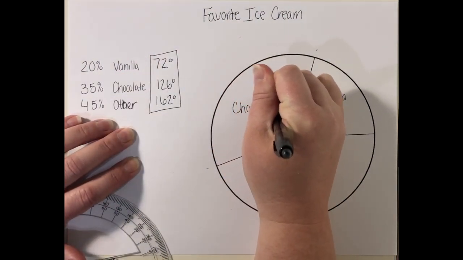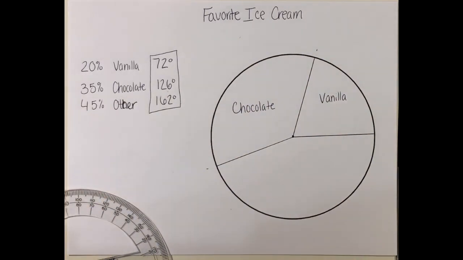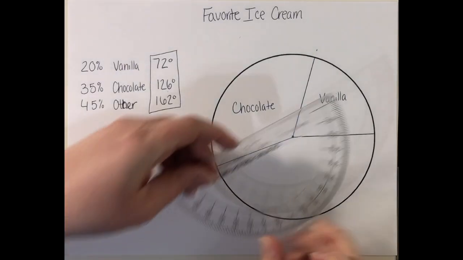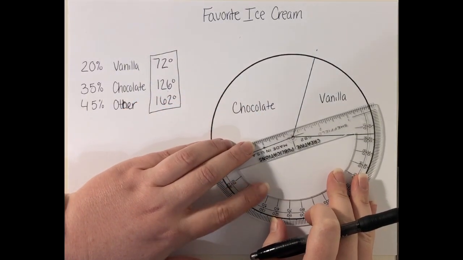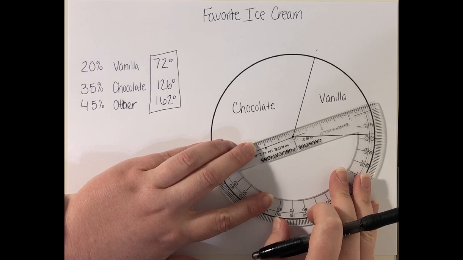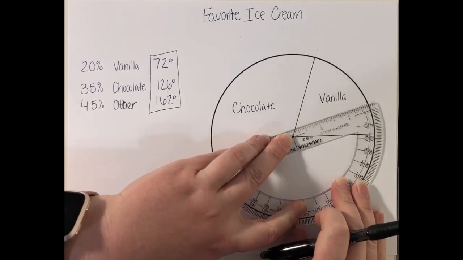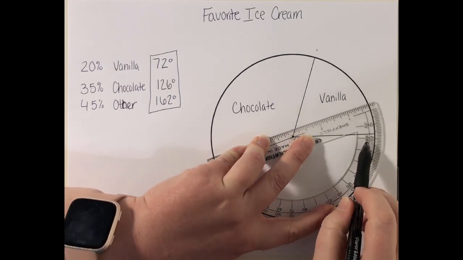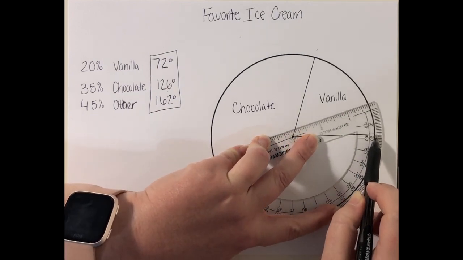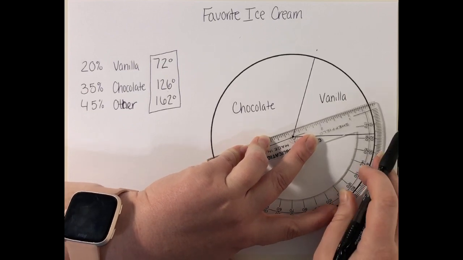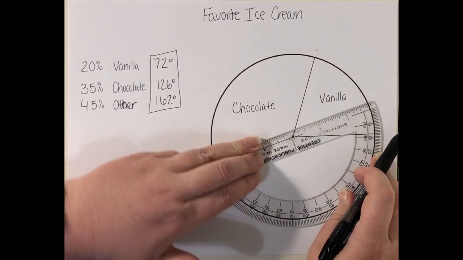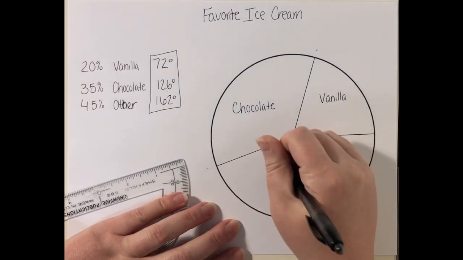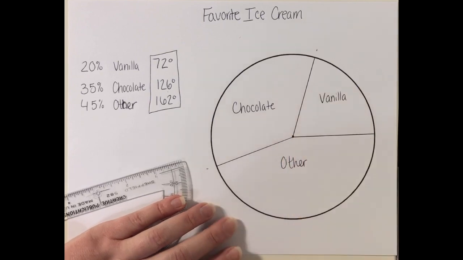Now this data that I did for this example, I only had 3 pieces of data. You can check whatever's left, so I can line this up here with my center and my line, and this should be about 162. And if you look from here to here, this is 160, so that's going to be pretty close. It actually looks like it's a little closer to 164, but that's going to be human error, and that's totally fine. So we had vanilla, chocolate, and then this is going to be other.